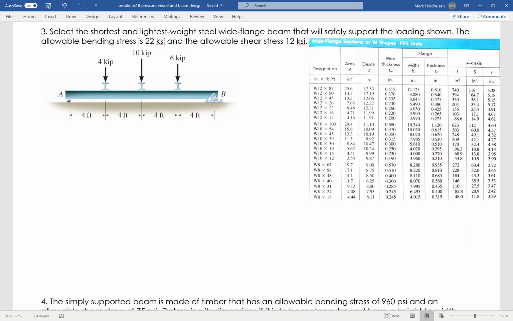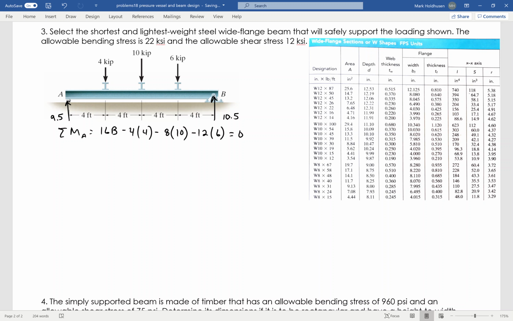The first thing I need to do, though, is find where the maximum shear and the maximum moment are, so I have to do a shear and moment diagram. I'm going to start by calculating A and B, those reaction forces. I'll do that by summing the moments about A, where I'm going to get 16 times B minus 4 times 4 minus 8 times 10 minus 12 times 6, set equal to 0. From that, I find that B equals 10.5, and that makes A equal to 9.5.